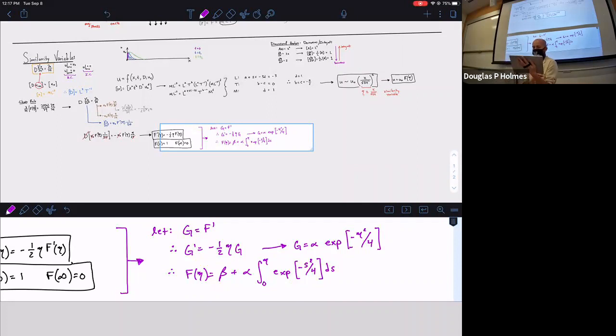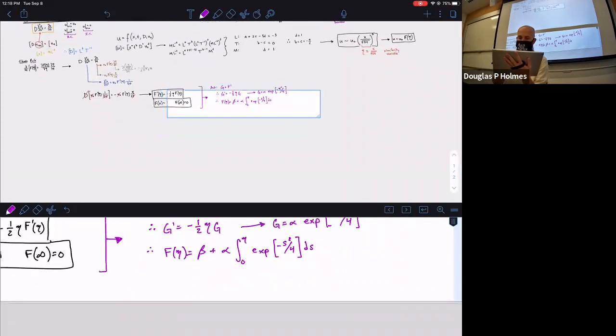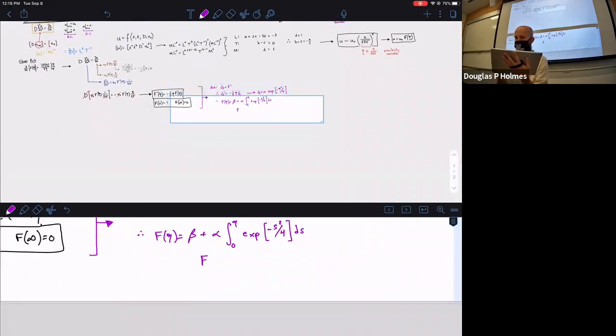Okay, we have f. We have some awfulness over here, but if we put in our known boundary conditions, we know that f at 0 has to equal 1. So that makes life easy. That means beta has to equal 1. And f at infinity has to equal 0.